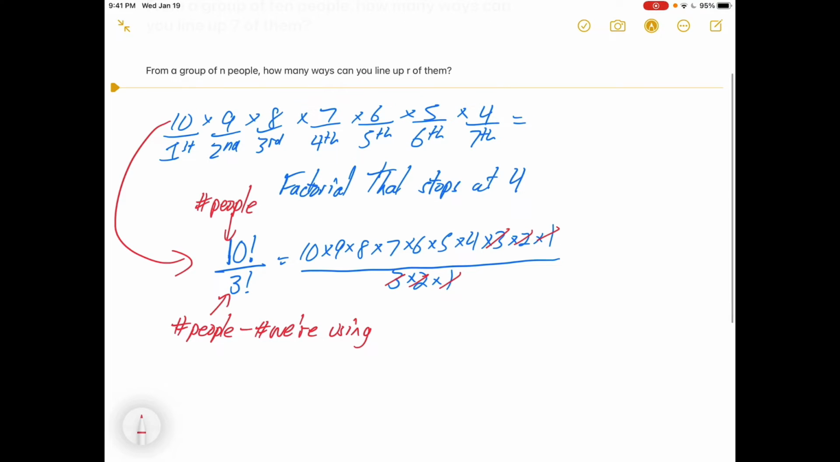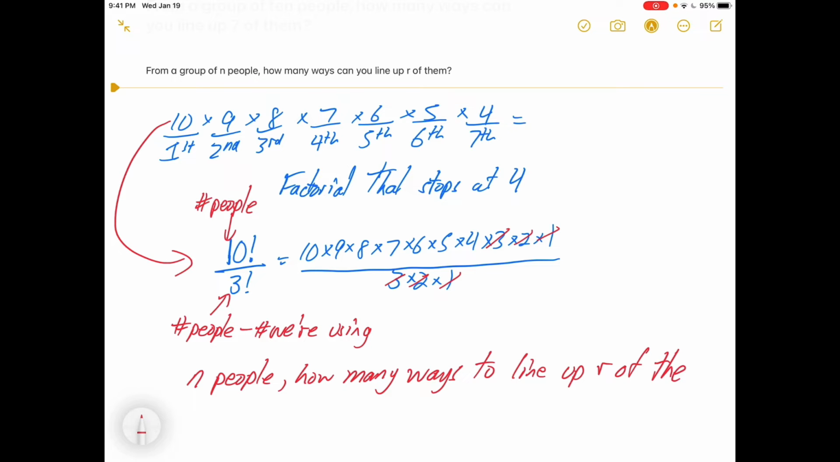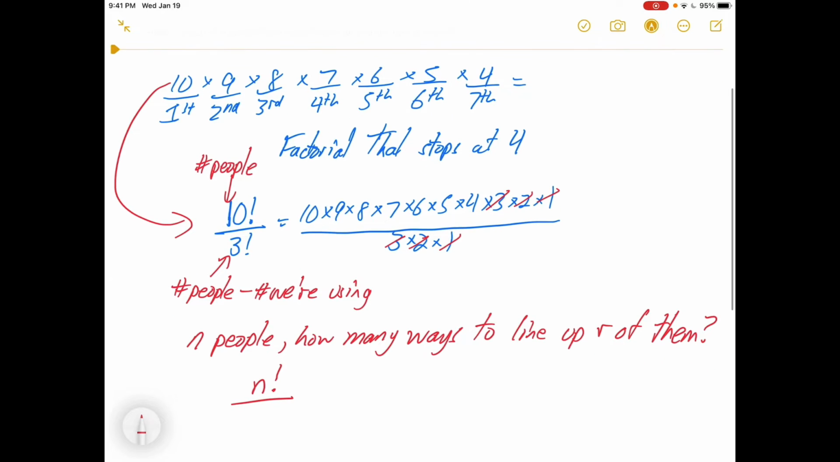And so if we generalize from this, if we had n people, how many ways can you line up r of them? So n people, how many ways to line up r of them? It would be the same kind of idea. We'd have n factorial, and we'd have the difference between the number we're using and the total number on the bottom. This is the total number of possible arrangements or lineups.